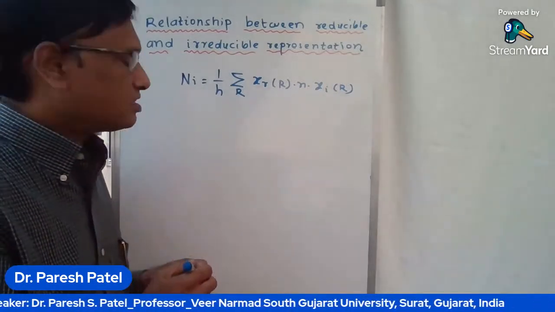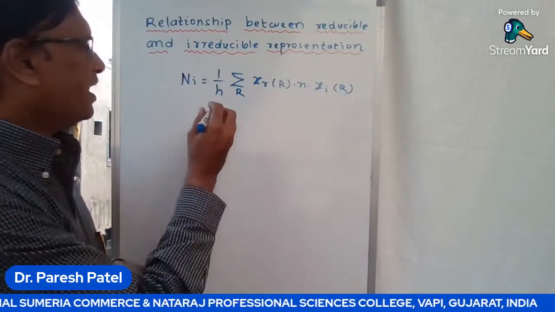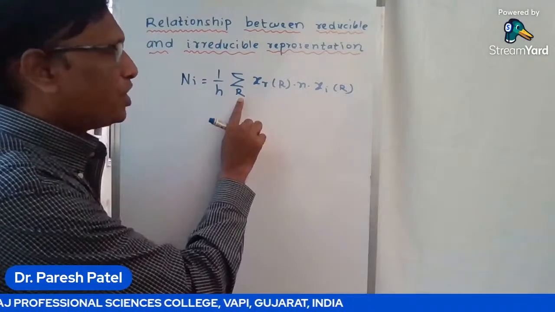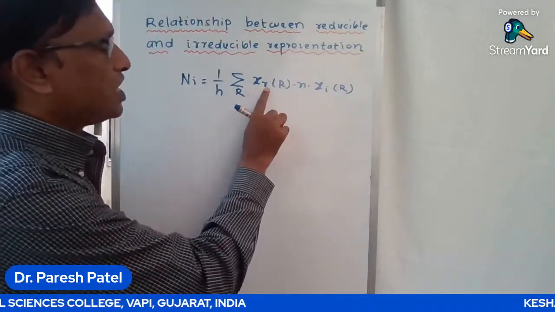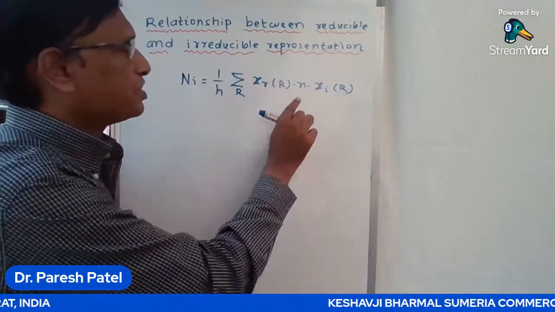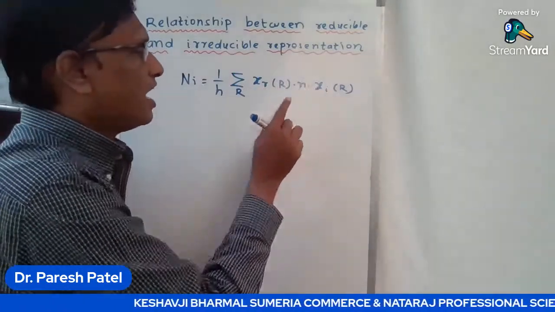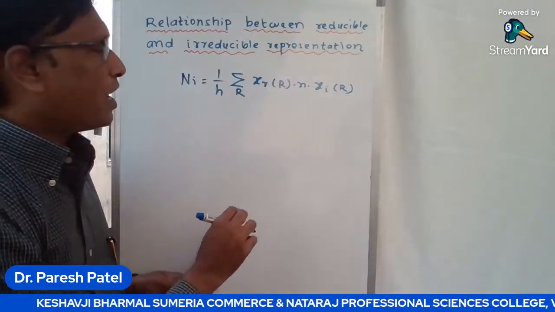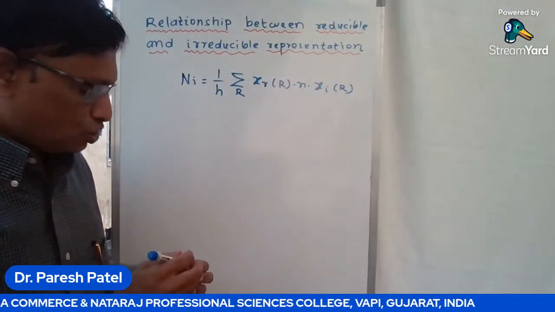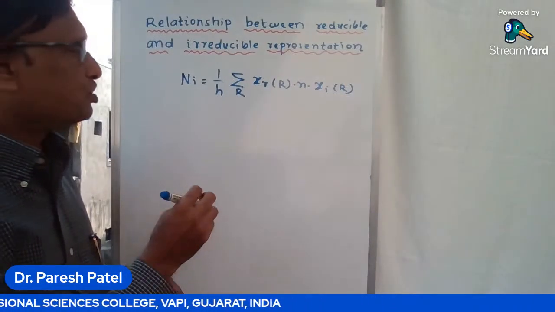Ni means the number of times that the irreducible representation appears. h represents the order of a group. This is the summation of character R into n. This is the character for the reducible representation, n represents the number of times that the symmetry operation occurs, and character i into R is the character for the irreducible representation. So dear students, this is the relation between reducible and irreducible representation.